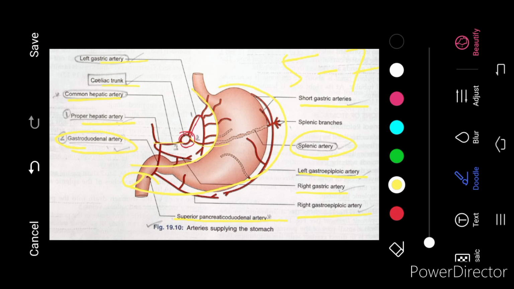In this video we will end at this point. In next video we will talk about other parts, that is lymphatic drainage, nerve supply, and other parts related to the stomach topic. So here we finished the topic of stomach, that is first part of the stomach.